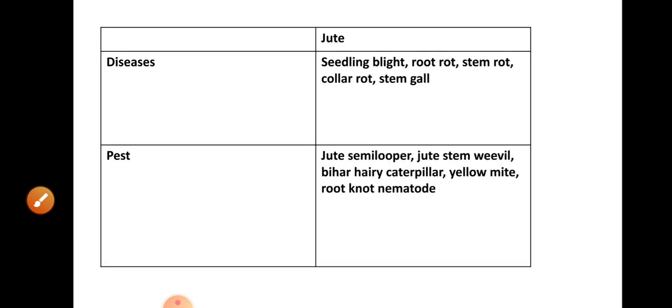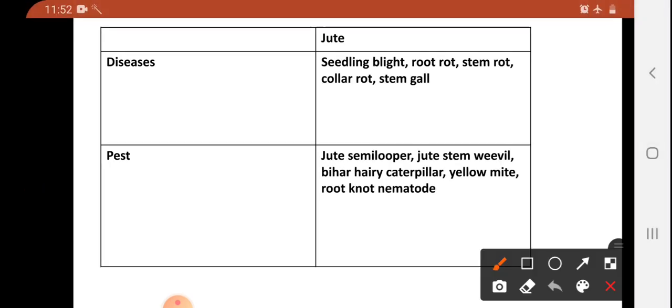Here are the diseases of this jute crop: seedling blight, root rot, stem rot, collar rot, and stem gall. Pests are jute semilooper, jute stem weevil, Bihar hairy caterpillar, yellow mites, and root knot nematodes.